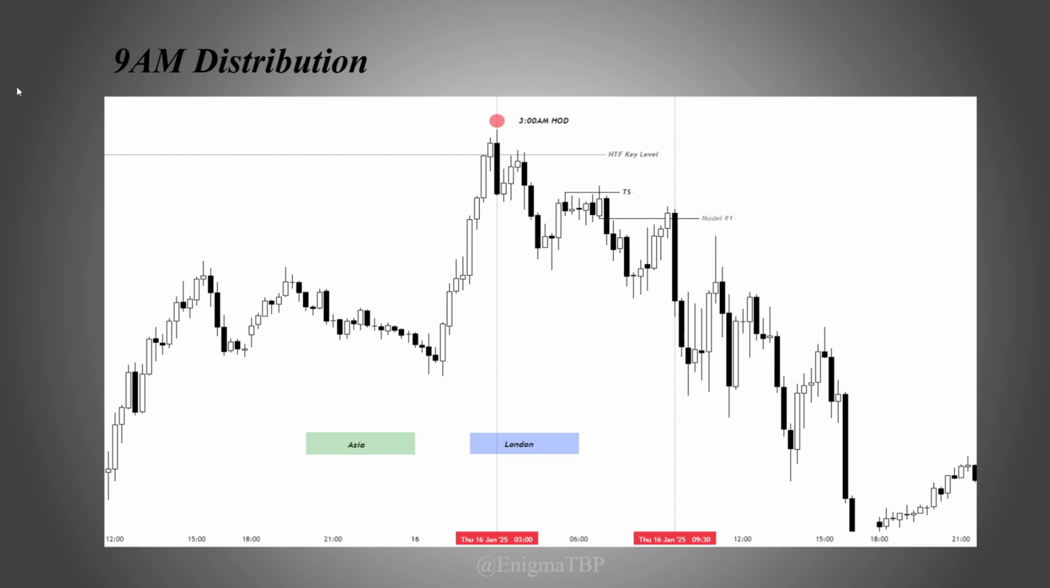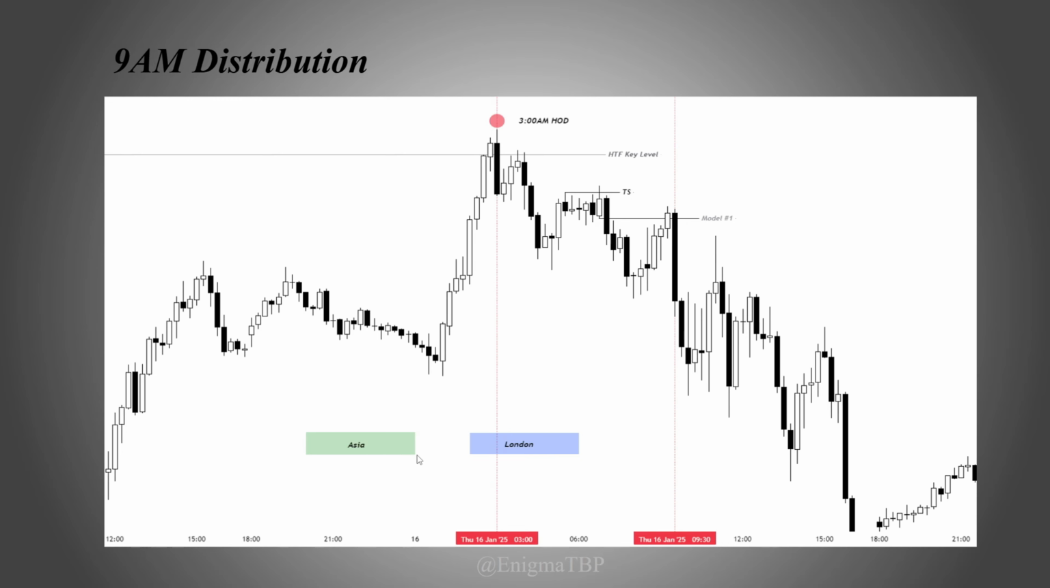So 9 a.m. distribution. 9 a.m. distribution is pretty simple as well. It's when the low of the day or the high of the day is already created at a key time on a key level. Right? In here the key time is 3 a.m. 3 a.m. is highly likely to create the high or low of the day as well. So if we create the high or the low of the day at 3 a.m., we would see distributions at 9:30, depending on where we are at price.